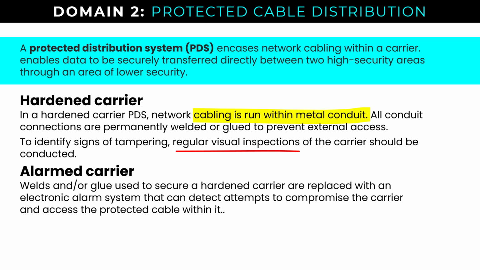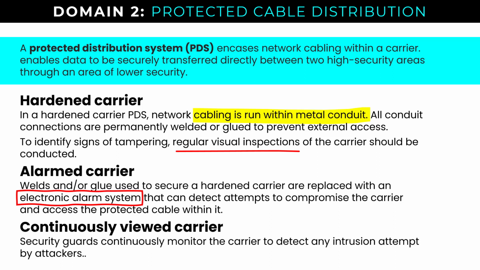An alarmed carrier. This is where welds or glue used to secure a hardened carrier are replaced with an electronic alarm system that can detect attempts to compromise the carrier and access the protected cable within it. So the key there being the electronic alarm system. That's the defining characteristic. And then we have continuously viewed carrier. This is where security guards continuously monitor the carrier to detect any intrusion attempt by attackers.